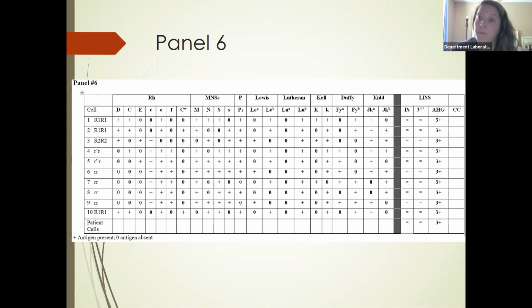So back to what I was trying to say, all of your positive reactions on this warm auto, you are not likely to find compatible units for this patient. That is a problem with these patients with warm autos. They're going to react in the cross-match. In your AHG phase of cross-match, you're going to have a 3+ reaction as well.